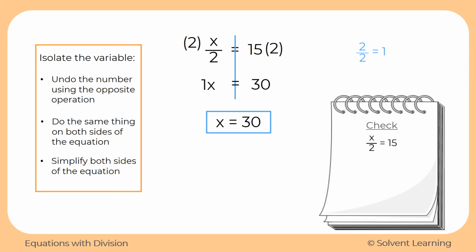So we start with our original equation. We're going to substitute 30 for x. So now we have 30 over 2 equals 15. Now we're going to simplify to see if we get a true equation. So 30 divided by 2 will equal 15. So we have 15 on the left side. We already have a 15 on the right side. 15 equals 15. That's a true equation. So our answer is correct.